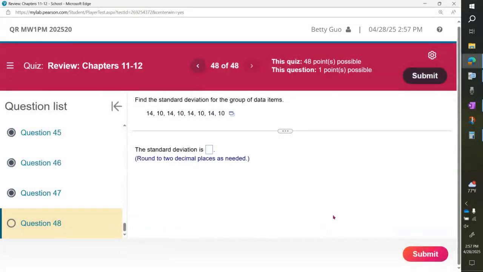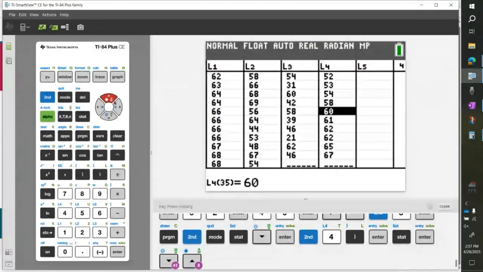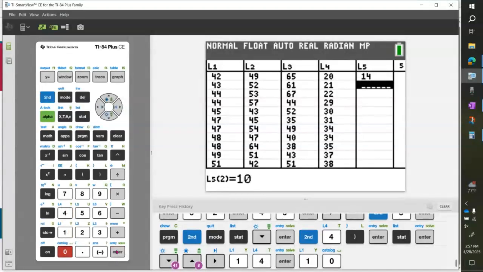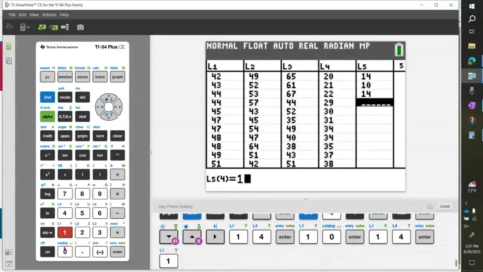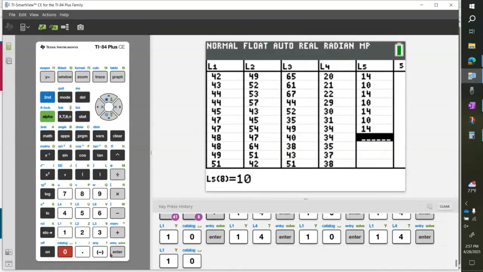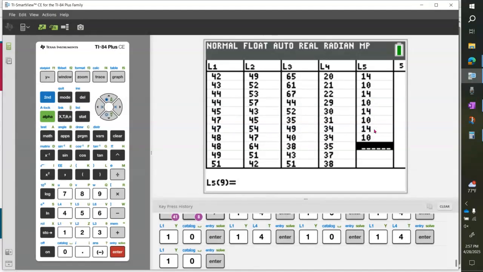The standard deviation. If you prefer to use a calculator, we can do calculator, okay? 14, 10, 14, 10, 14, 10, 14, 10. 1, 2, 3, 4, 5, 6, 7, 8. We're going to use L5. Not too bad, right? Even if you enter all the 8 numbers, it isn't too bad. All right, so we have those 8 values.